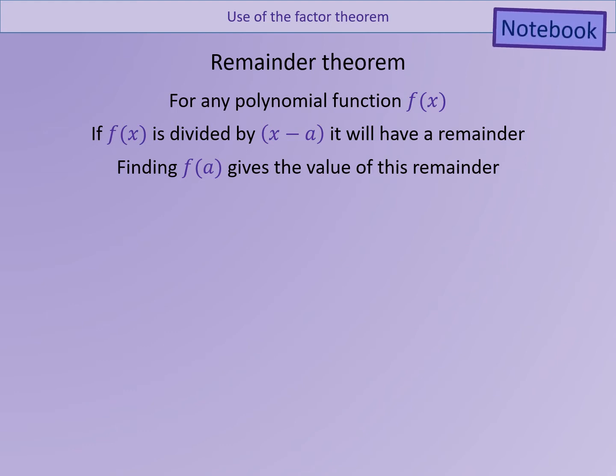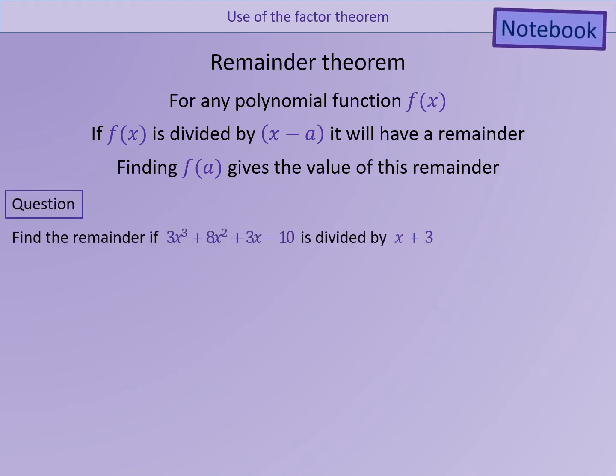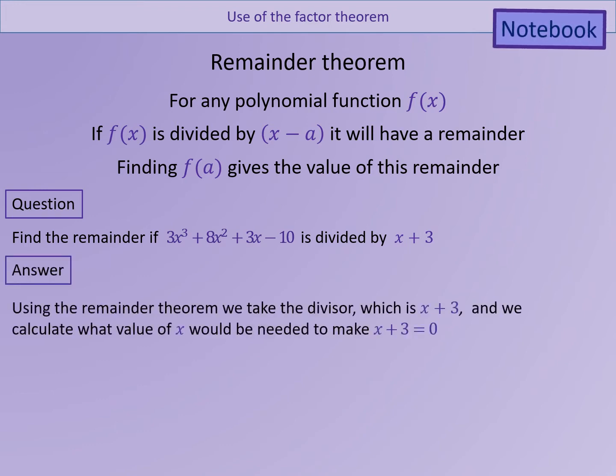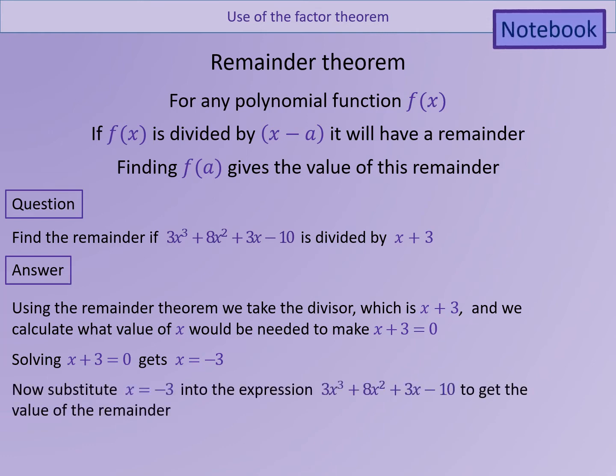Now that's a bit algebraic and a bit general, so I think the best thing to do is to look at a real example. So this is for your notebooks, and the example that we're going to do is we're going to find the remainder when 3x cubed plus 8x squared plus 3x minus 10 is divided by x plus 3. So we need a value of x that we're going to place into our polynomial in order to find the remainder, and the way that we do that is we find the value of x that makes x plus 3 equal to 0. So that value of x would be minus 3, and then simply take that value of x, put it back into the polynomial, and the value that comes out will be our remainder.